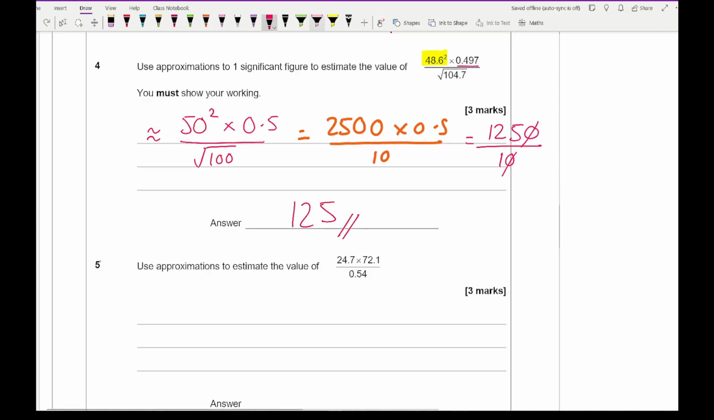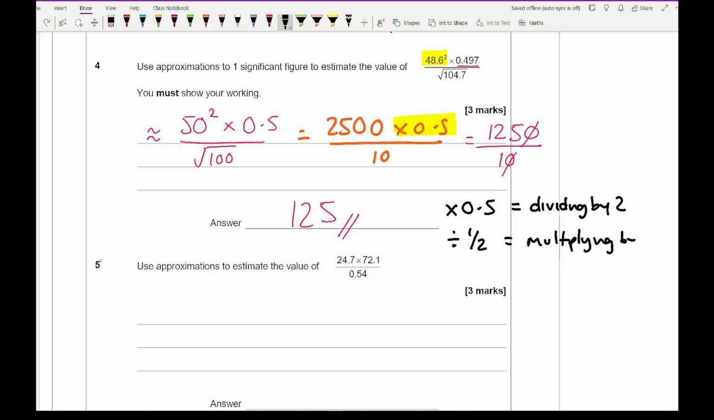Now again, the key thing to remember with this is that whenever you are multiplying by a half, that is equal to dividing by 2, and dividing by a half is the same as multiplying by 2. So that's something to make sure that you remember.